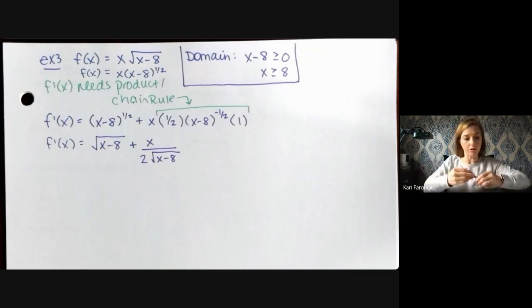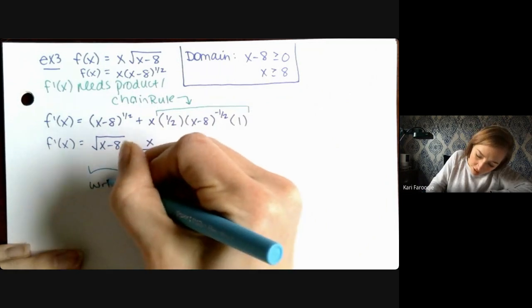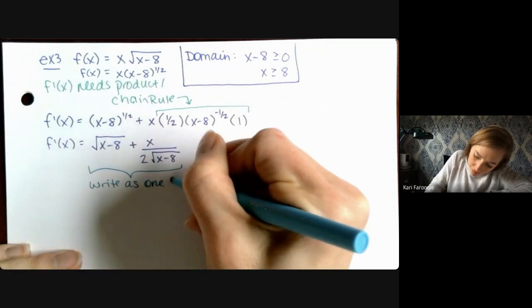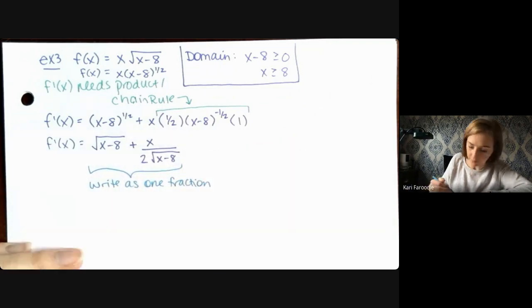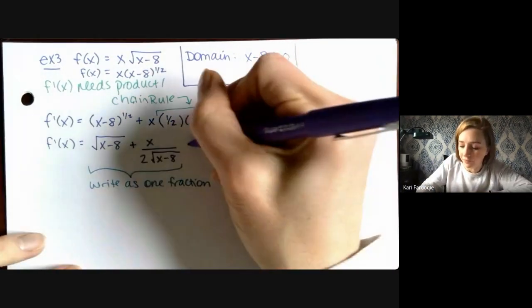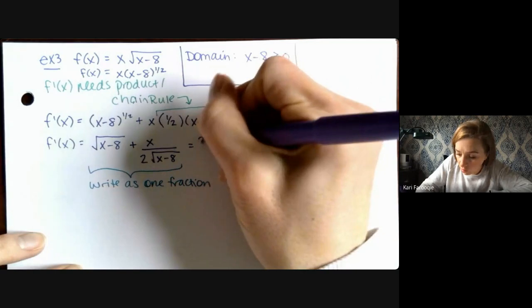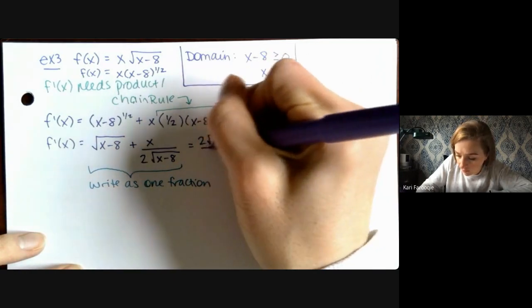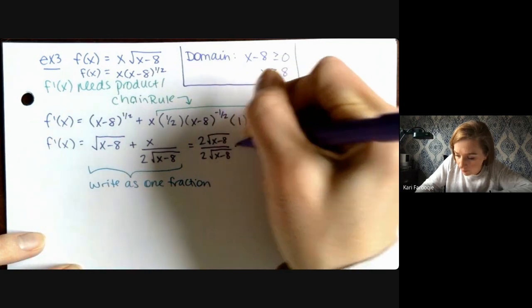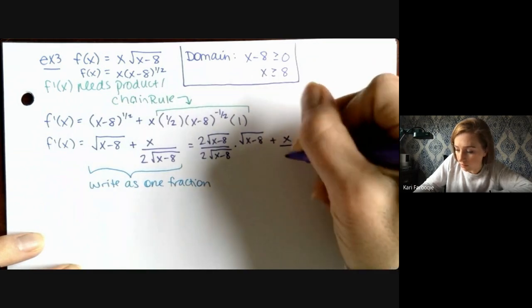So I'm going to write a note for you here that says combine into one fraction. Or let's see, write as one fraction, something like that. That's going to help you immensely. And you might resist at first, but you'll realize that this is actually going to make your life a lot easier. So I'm going to multiply this first term by the LCD, which is twice the square root of x minus 8 over itself. And then I'm going to add that to the term that we currently have.